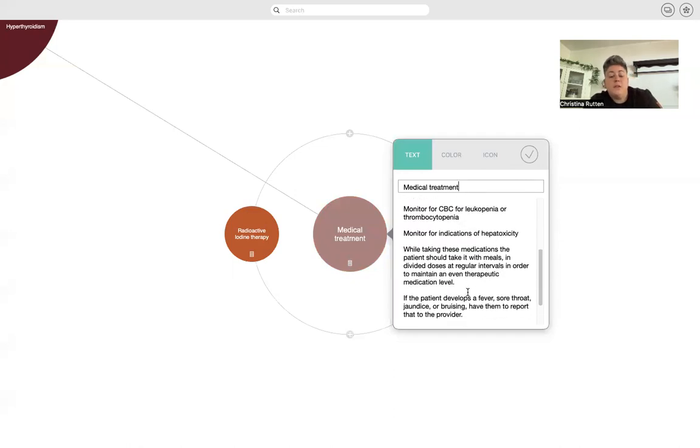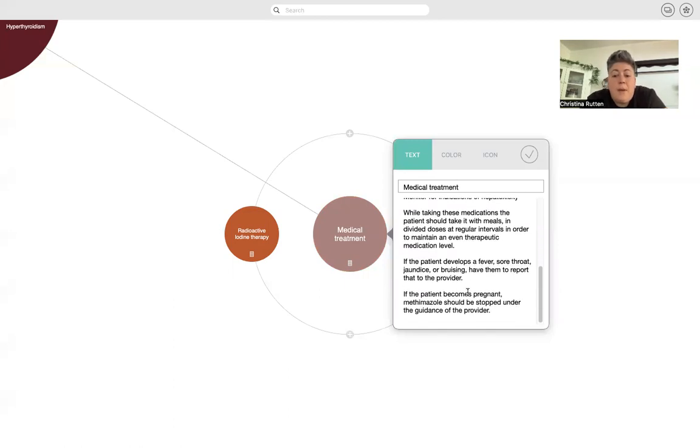You'll want to educate these patients that while they're on it, they should take it with meals in divided doses at regular intervals in order to maintain an even therapeutic level of medication. If the patient develops a fever or sore throat, jaundice, or bruising, have them report that information to the provider as well. If the patient becomes pregnant, methimazole should be stopped under the guidance of the provider.